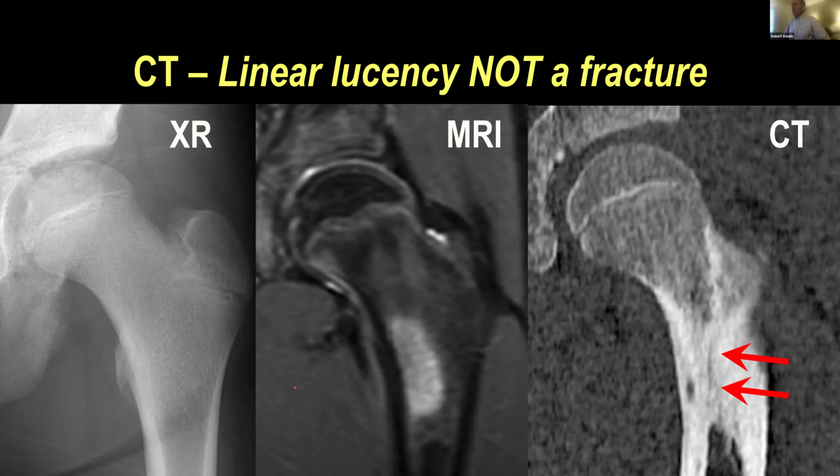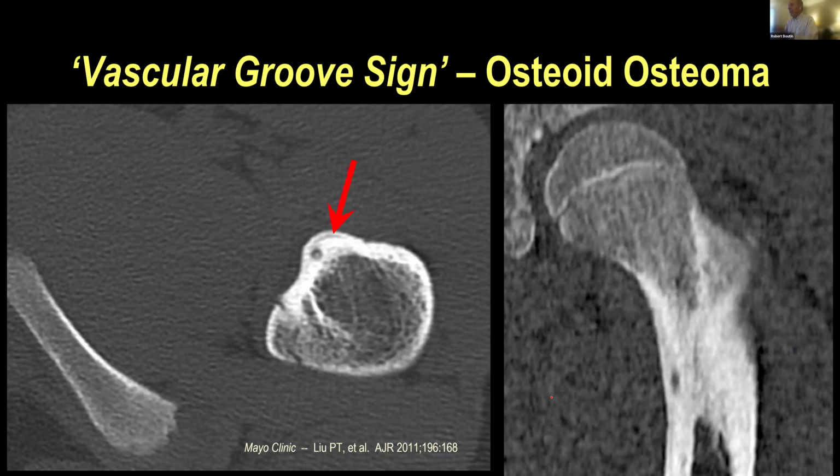hip pain, we might want to have a differential diagnosis from an imaging standpoint for a reason. So not all linear lucency on CT represents a fracture. Certainly it's characteristic, but when we see linear lucency and a bunch of adjacent sclerosis and what looks like a nidus in the bone, we should also be thinking about the possibility of an osteoid osteoma in a young patient.